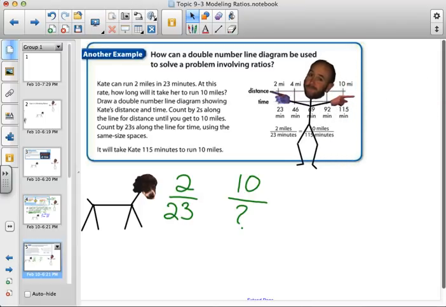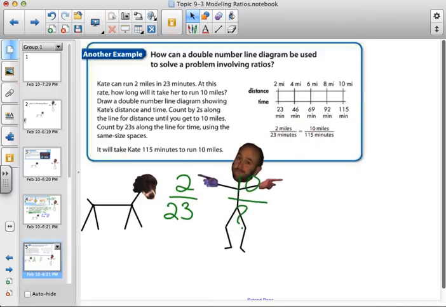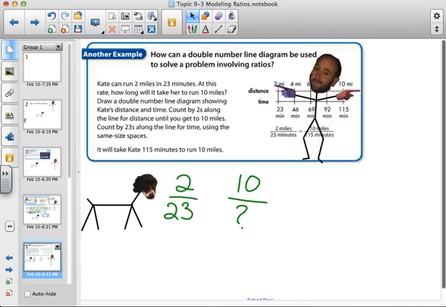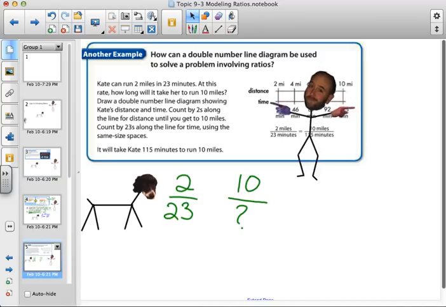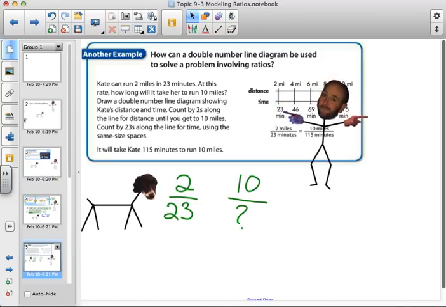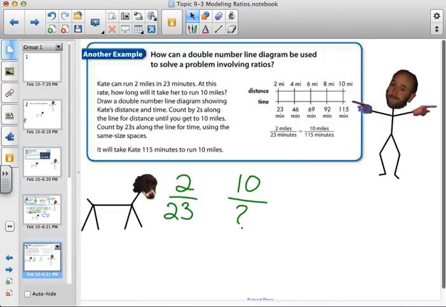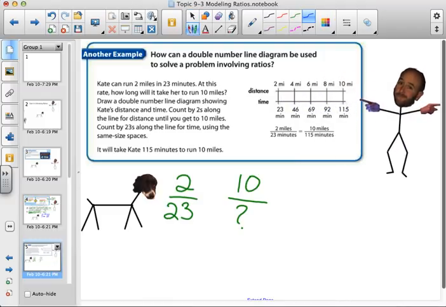Notice the parts. We have our ratio, which is 2 to 23, and we've taken our 2, which is our miles or our distance, and we're going to take our time, which is 23, and we're going to make 2 lines across there. So we're starting out with our ratio of 2 to 3. Then we know that we want to travel 10 miles.